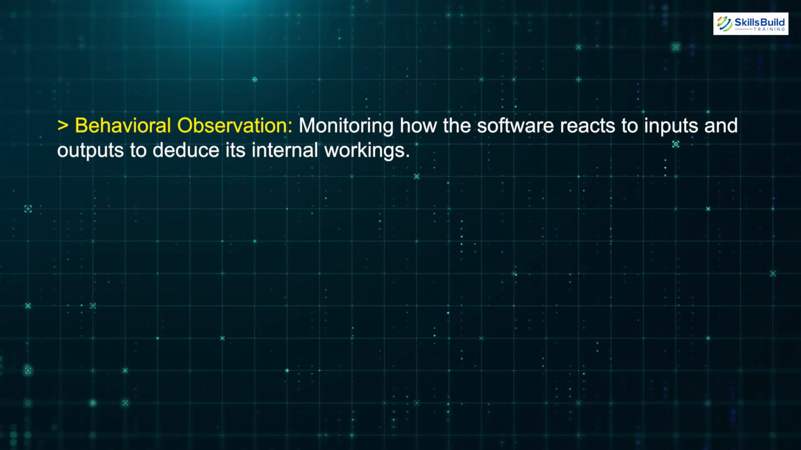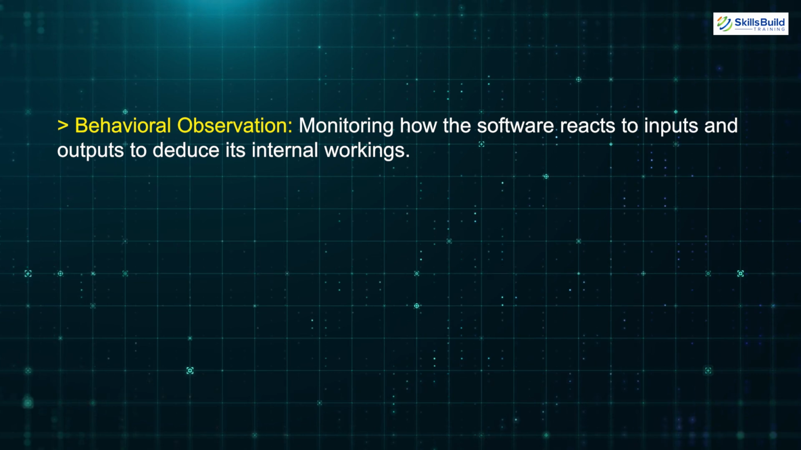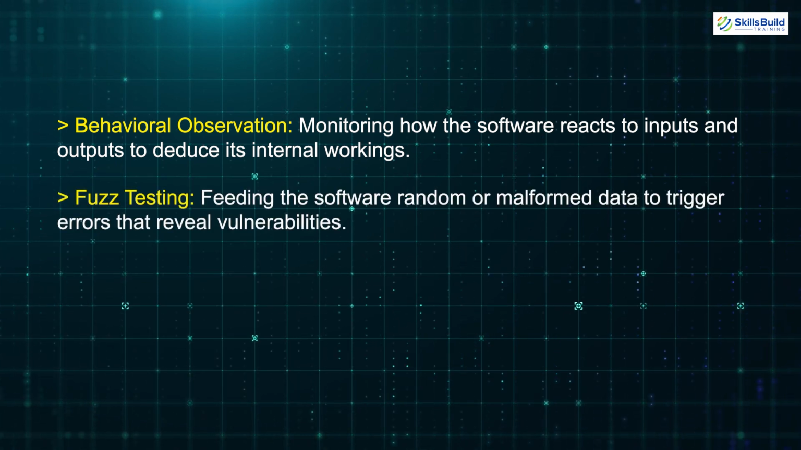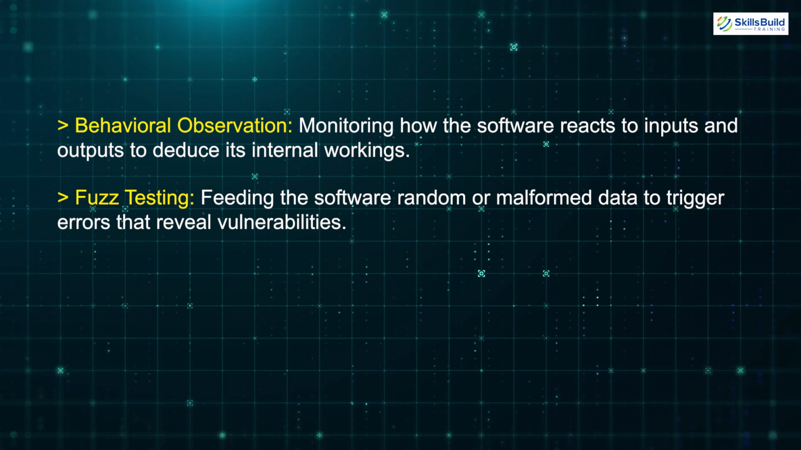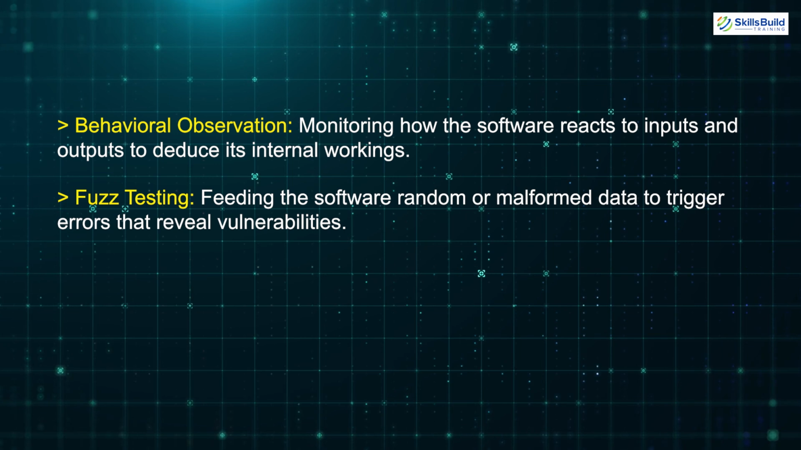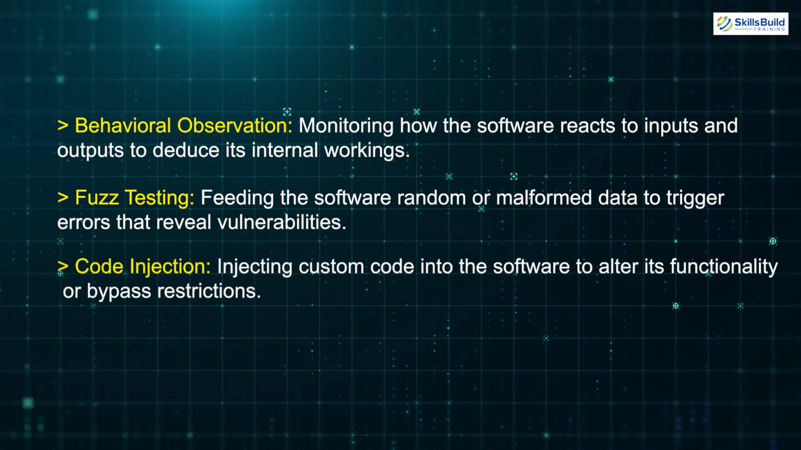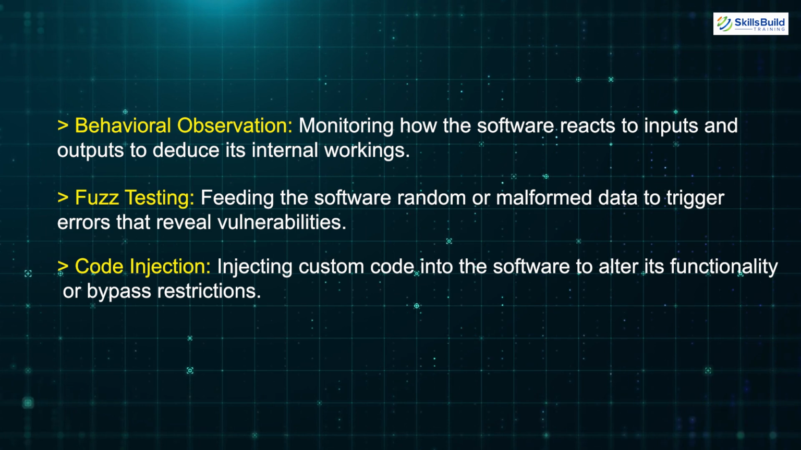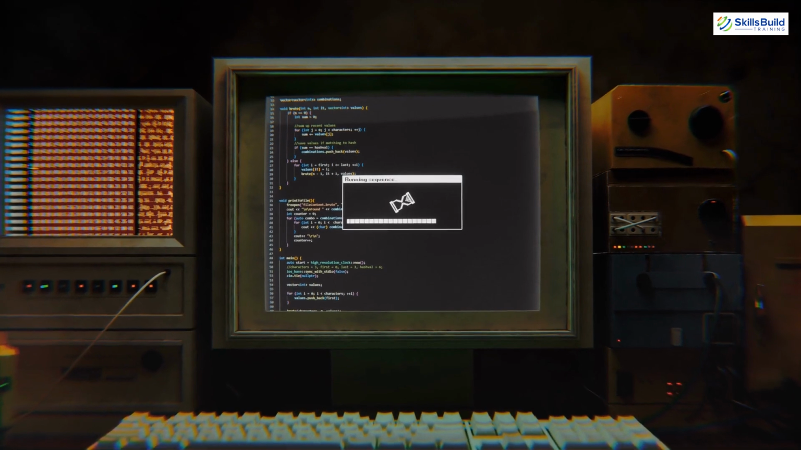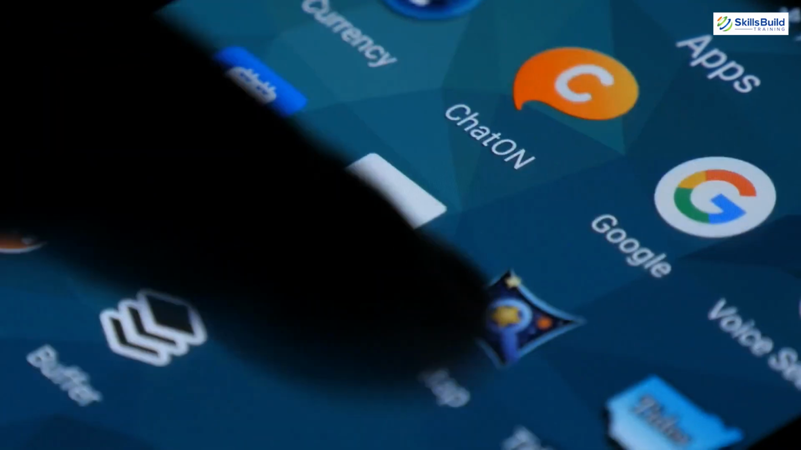They use behavioral observation, monitoring how the software reacts to inputs and outputs to deduce its internal workings. Fuzz testing, feeding the software random or malformed data to trigger errors that reveal vulnerabilities. Code injection, injecting custom code into the software to alter its functionality or bypass restrictions. These techniques make it possible to crack closed-source software across a wide range of industries, from games to business applications.